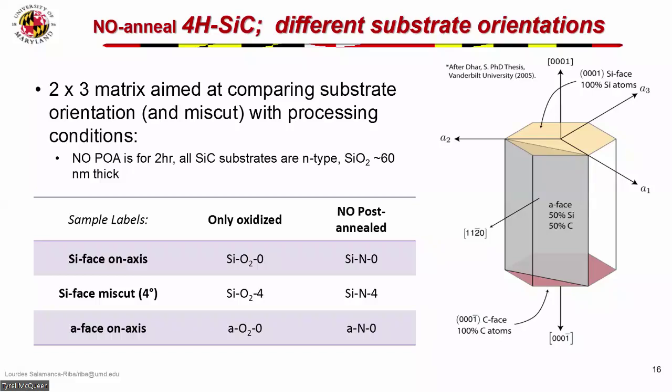So now moving on to the samples that had different substrate orientations. Here's a schematic of the structure of 4H silicon carbide, which is hexagonal. This would be the 0001 face, and that would be all silicon, and this would be all carbon atoms at the bottom face. And this is the a-face, in particular the 11-20 face, and this has 50% carbon and 50% silicon.